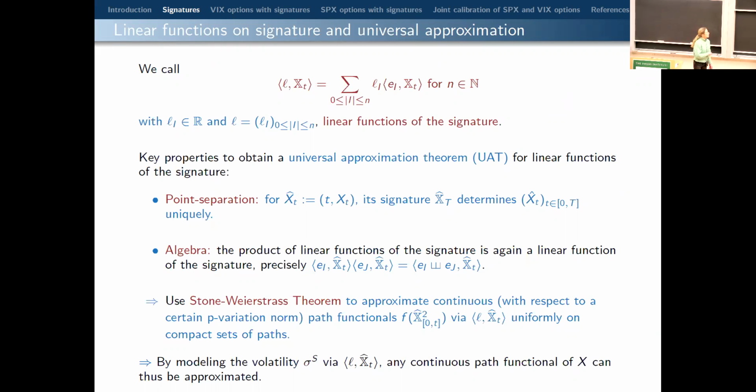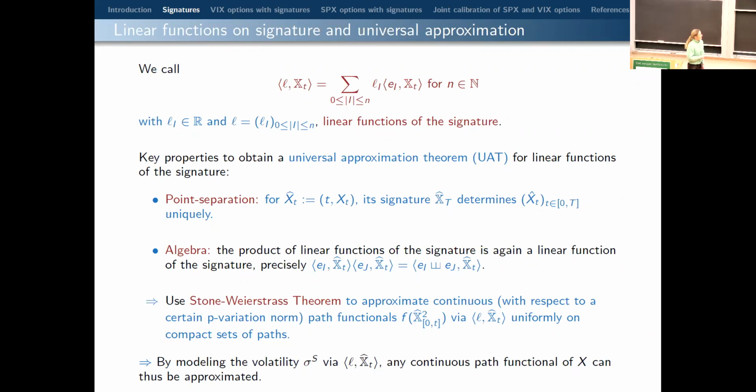The second one is the algebra property: if I have two linear functions of the signature, then the product of these two linear functions is again a linear function, and I can express it with this shuffle product here between these basis elements, and this gives me a new linear function. So polynomials on the signature reduce to linear functions. This is not true on the whole tensor algebra, but only on the signature, of course.